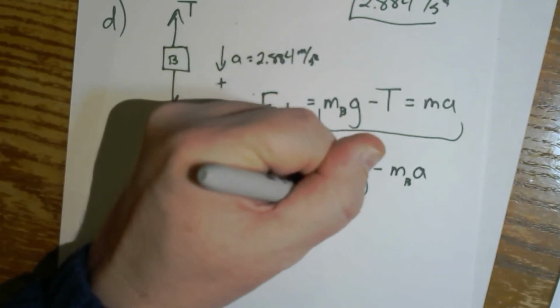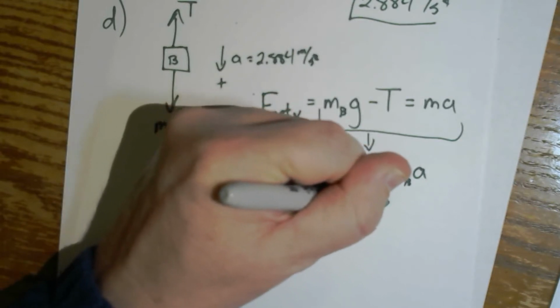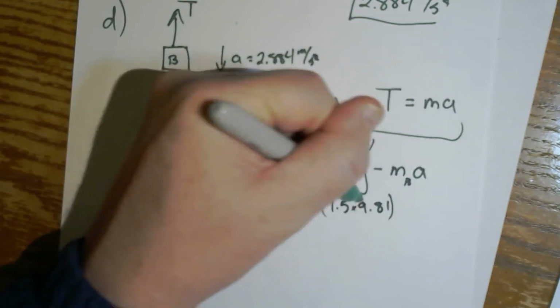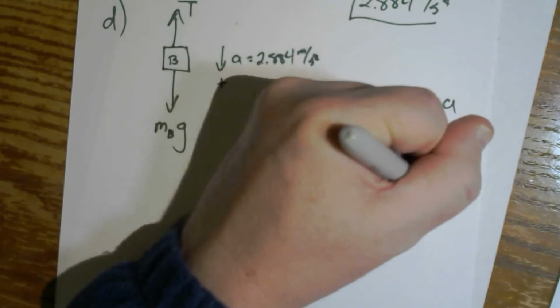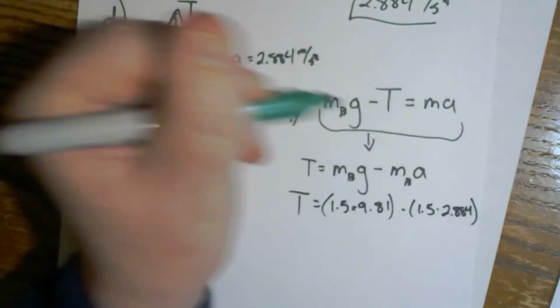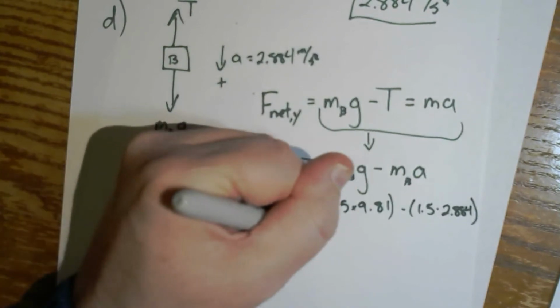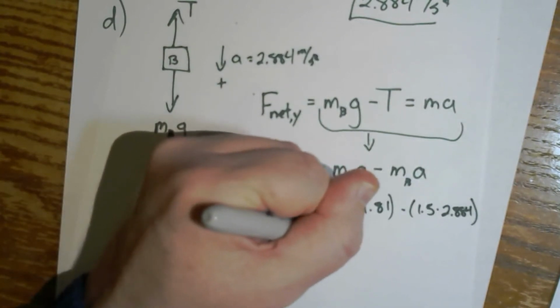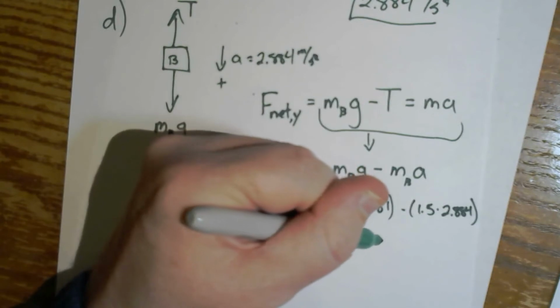And so then we just substitute our numbers in. 1.5 times 9.81 minus 1.5 times 2.884. And when we calculate our tension, sure enough, it is different. It's 10.511 newtons.